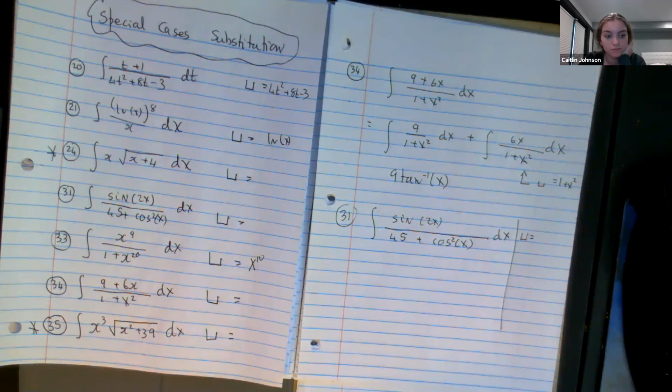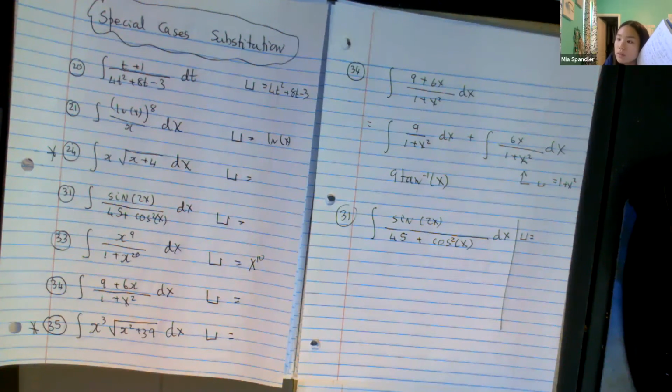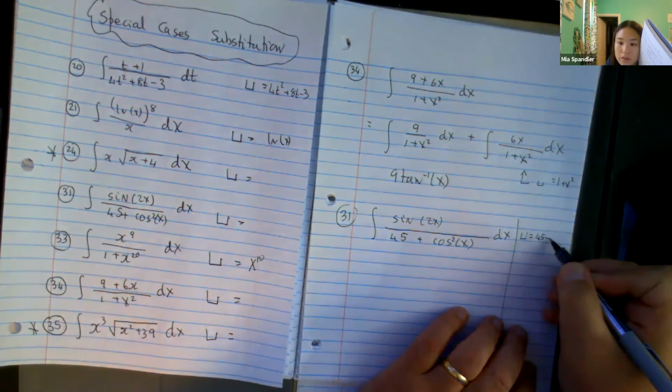One last shot, and then I'm going to tell you. Come on, try hard. What on earth could the u-sub be? It isn't sine 2x, and it isn't cosine x on its own. The whole bottom, the 32, or the 45 plus cosine squared x.